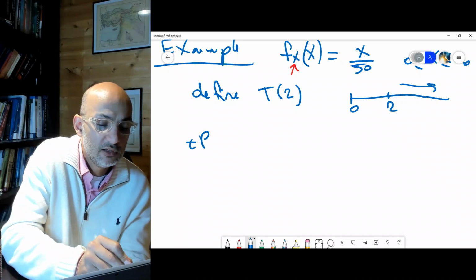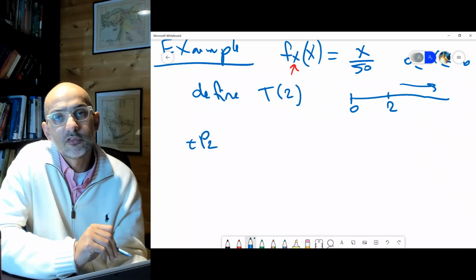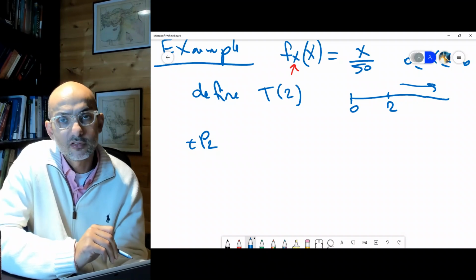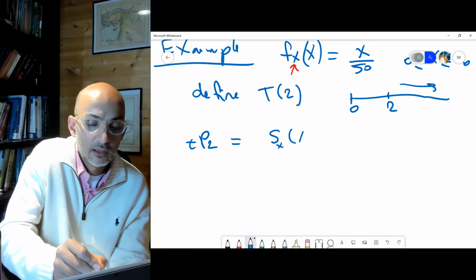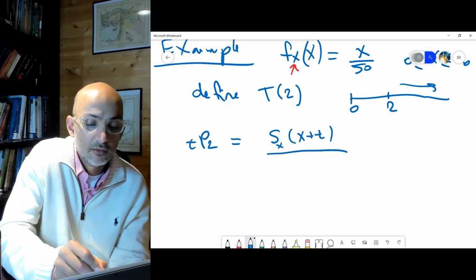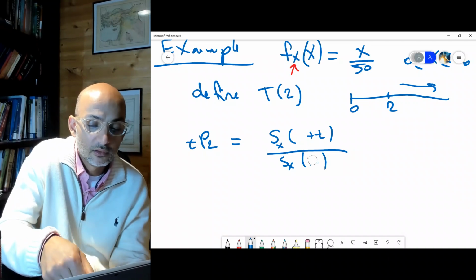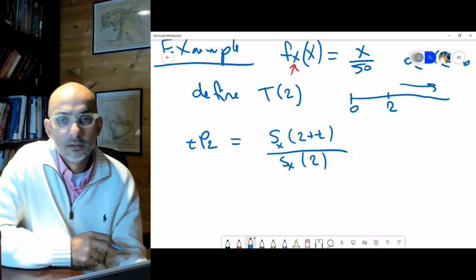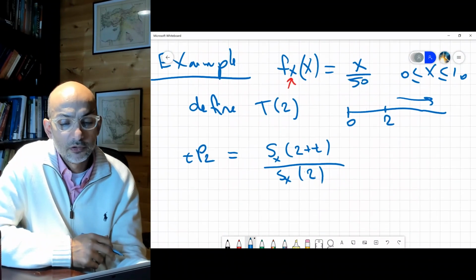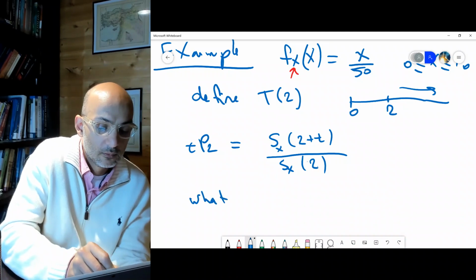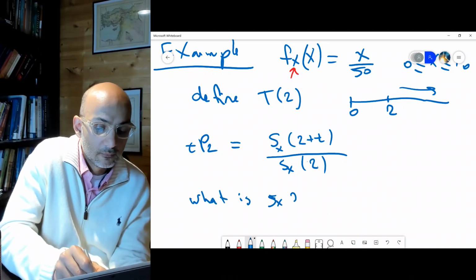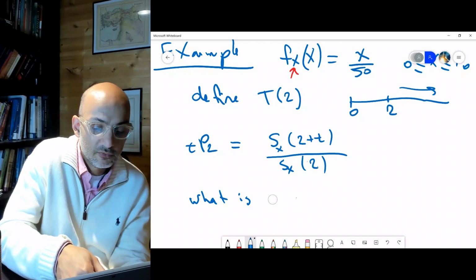The first question, tp2. And now it's a function of t, it's not a function of x. So this is the survival function of an individual who already reached age 2. And by definition, we use s of x plus t, divided by s of x, right? And our x here is given, it's 2, right? So in order for us to do this, we need s of x. So what is s of x? So we need to find s of x as a step.